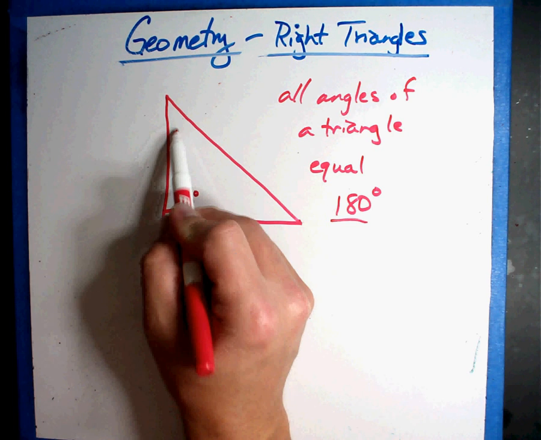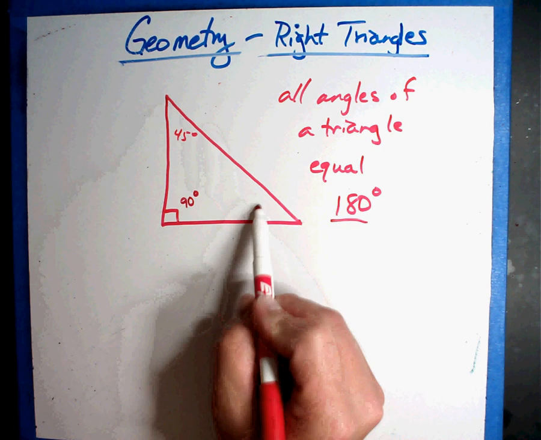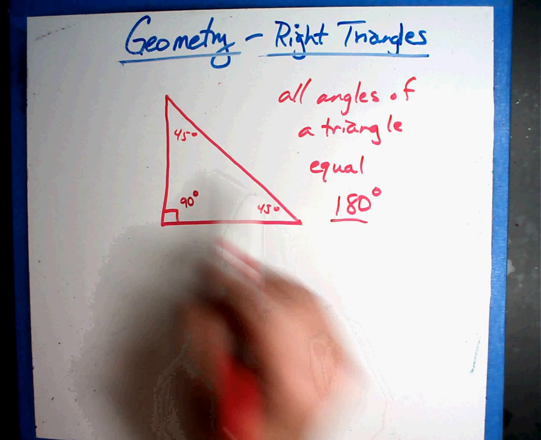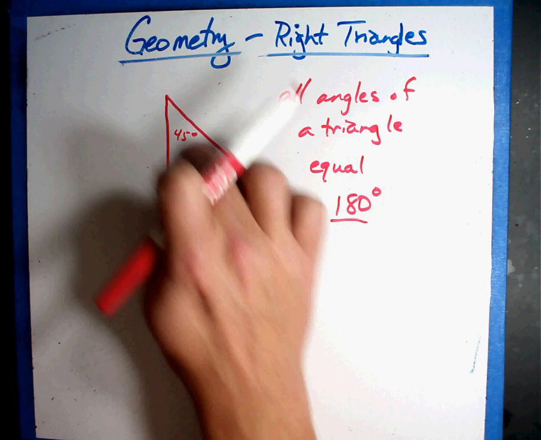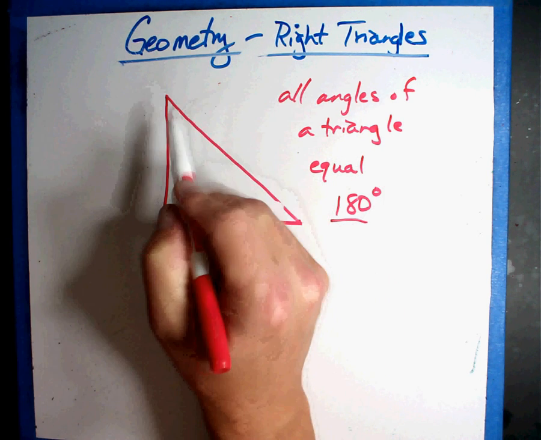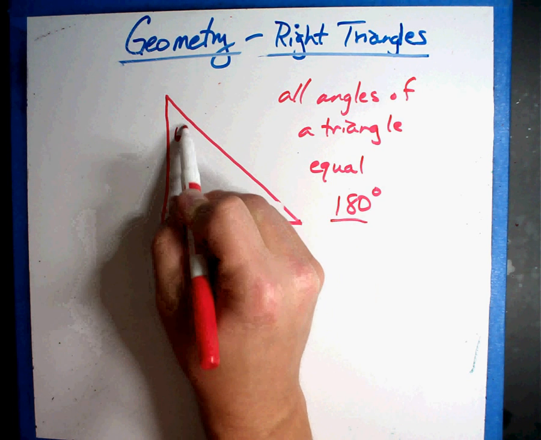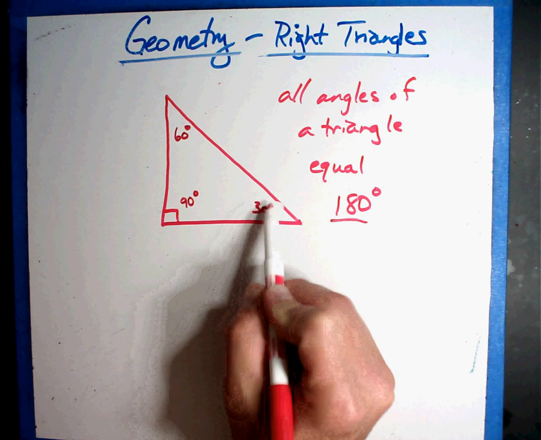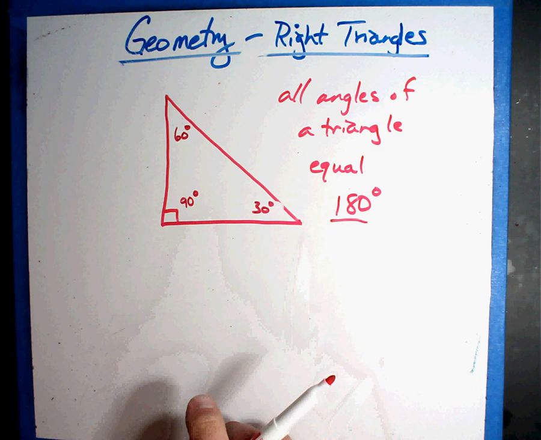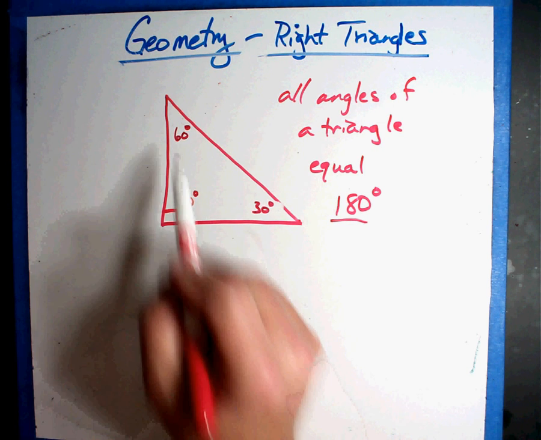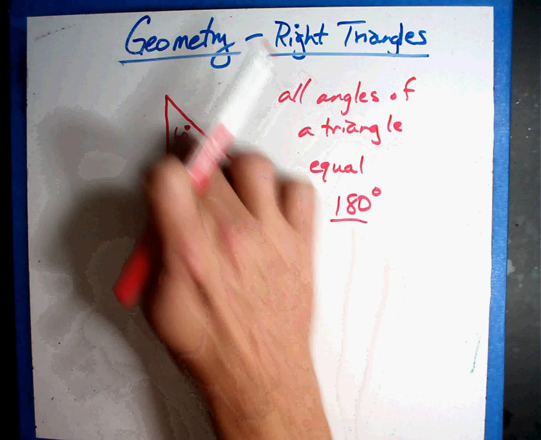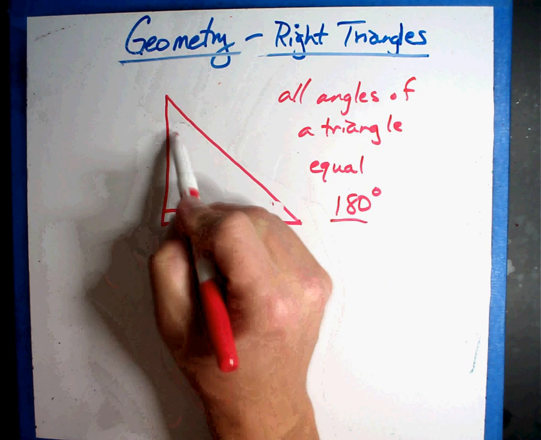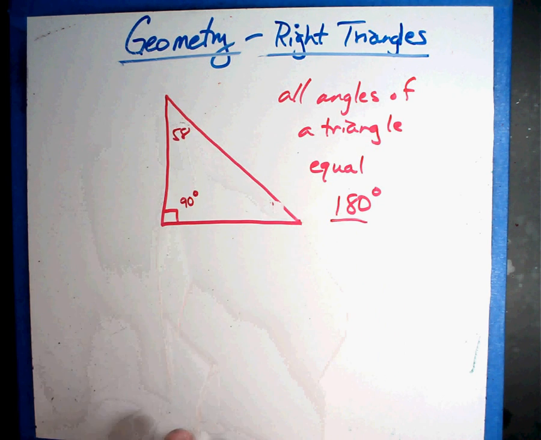Some triangles are 45, 45. So 45 and 45 is 90, added to the other 90 gives you 180. Here's another special triangle. Again, we'll do that in greater detail in another video. A 60, 30, 90. 60 and 30 is 90, and 90 added together makes 180. But it can be anything. This could be 58. And then you have to take your calculator and calculate the other part.